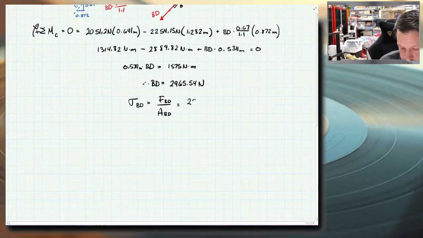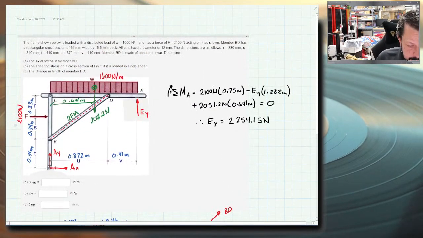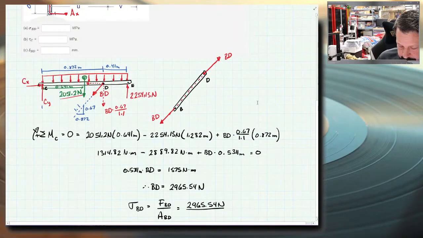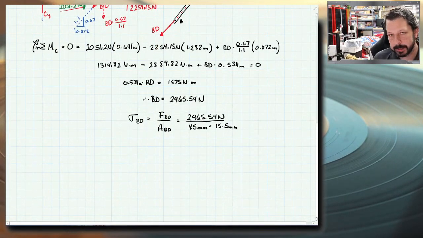The force is a positive 2965.54 newtons. And the area, yes, I did forget it, 45 millimeters by 15 and a half. I wanted to do that. Now this will give me units of newtons per millimeter squared.